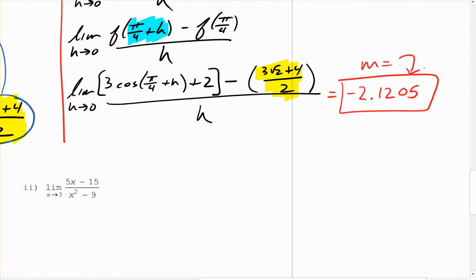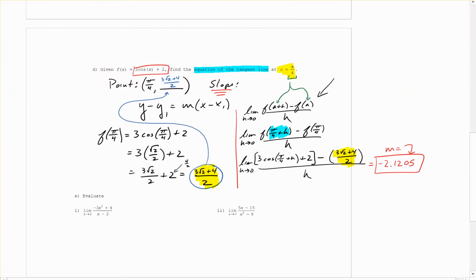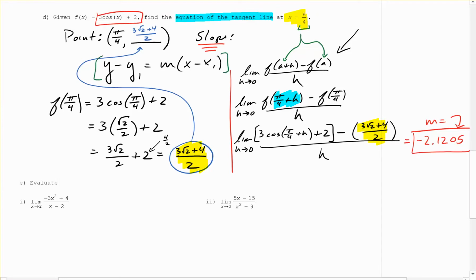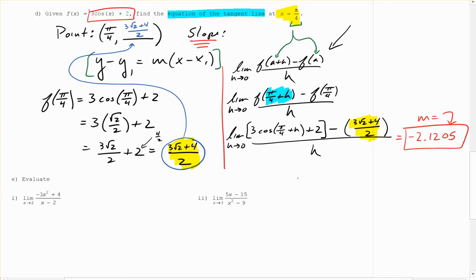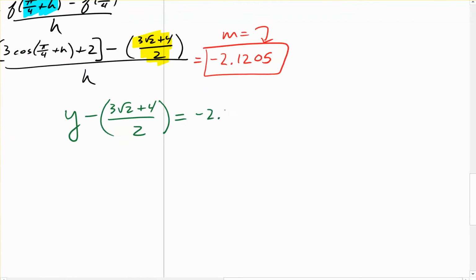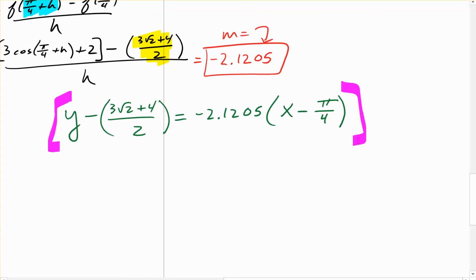That's our m value. So all we're doing now is plugging this all together into our original statement right here, point slope form. So we have y minus y1, which was 3 root 2 plus 4 over 2, that's our y1 value, equals the slope, negative 2.1205, times x minus the x value, pi over 4. You stop right there. You do not need to go any further. That would be a great final answer right there.